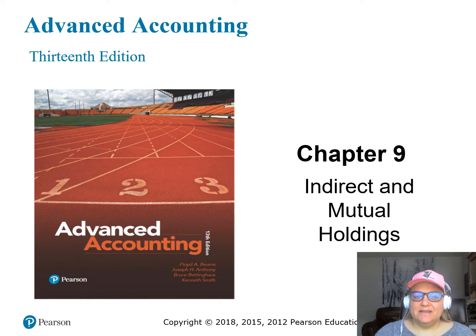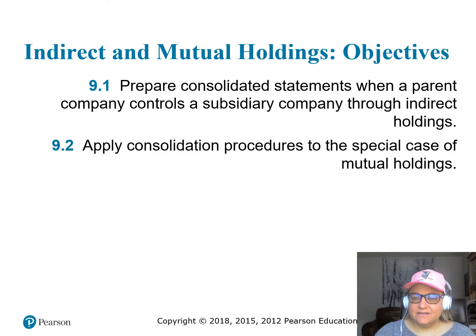This is indirect and mutual holdings from chapter 9. And what we're going to look at is when a parent controls a subsidiary company through indirect holdings. So what would happen is a parent buys a subsidiary or a portion of a subsidiary. At this point, we've only looked at what subsidiaries' holdings are. So we've never looked at a situation where a sub owns a portion of somebody else. And that is a very normal concept in business. A lot of subsidiaries own portions of others.